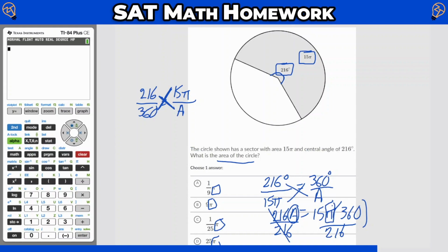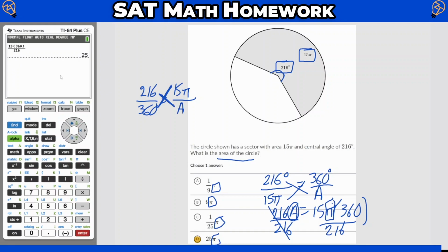More specifically, I'm just going to do my alpha y equals, keep this as a fraction, just in case it needs to be reduced, because you can see there's a 1/9 and a 1/25 option. So I'll do 15 times 360. Remember, we're leaving the pi out over 216. And we get 25. So 25 pi, which matches with option D.